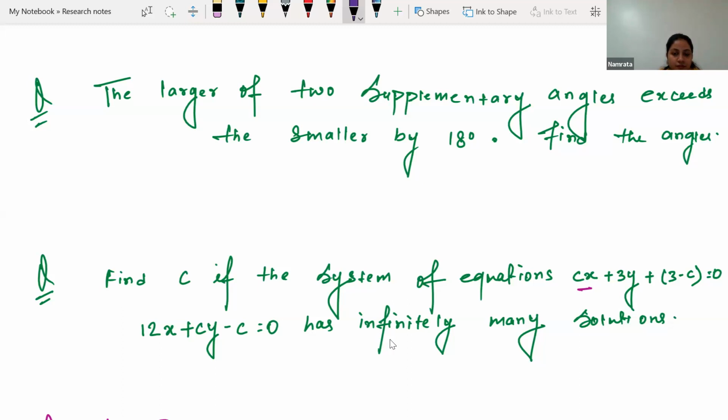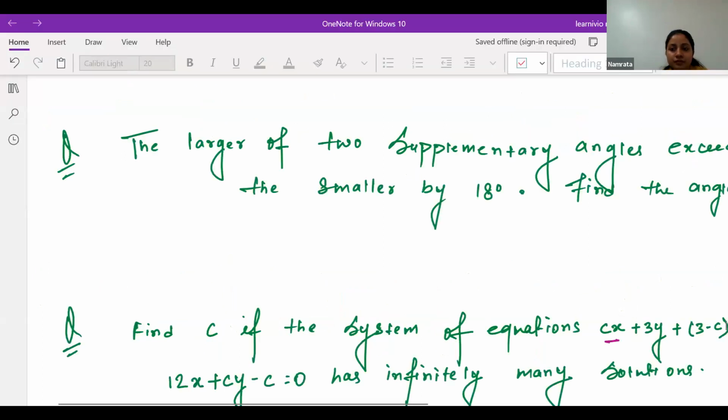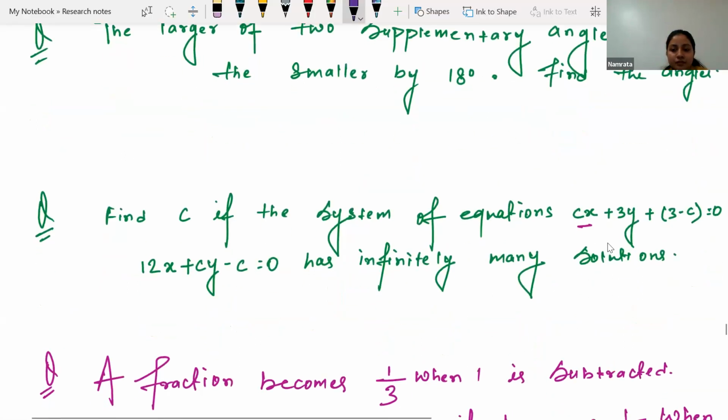Ma'am, I'm getting two equations here. First is cx plus 3y is equal to c minus 3, and second is 12x plus cy is equal to c. Here, is there any condition for infinitely many solutions, Harshit?